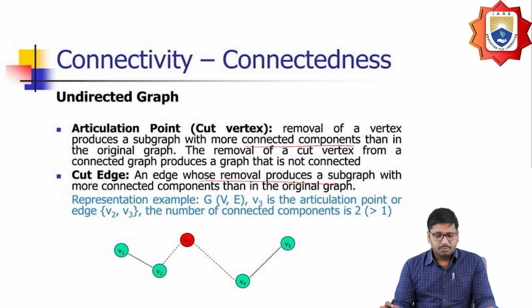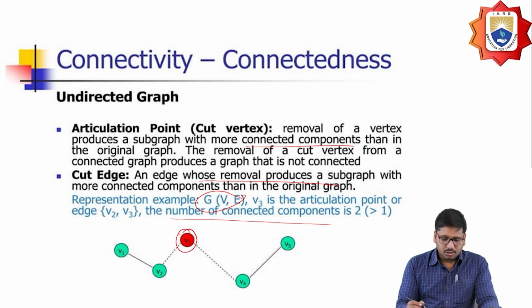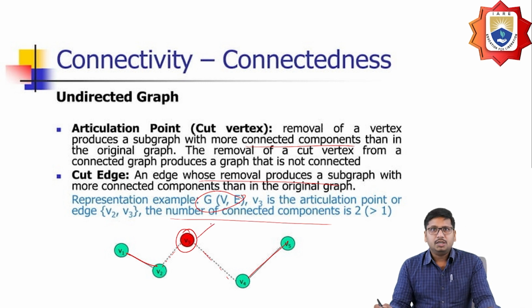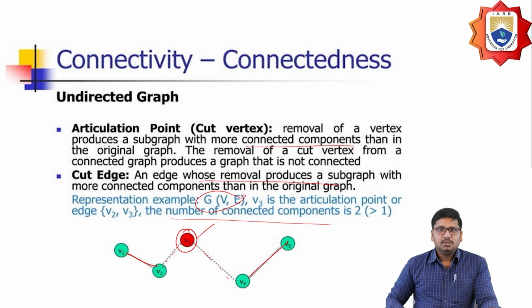Here the representation example is G(V, E), where v3 is the articulation point, and we look at the number of components. So this is one edge, and this is the cut edge. If I remove this vertex, it is called an articulation point or cut vertex.